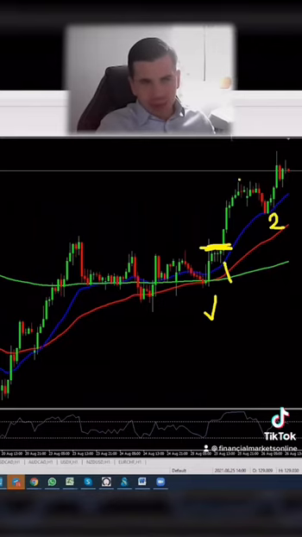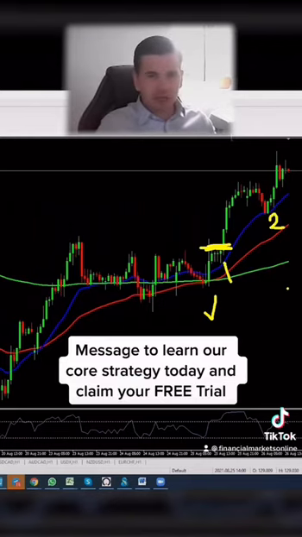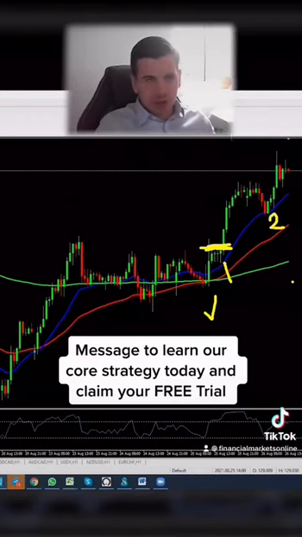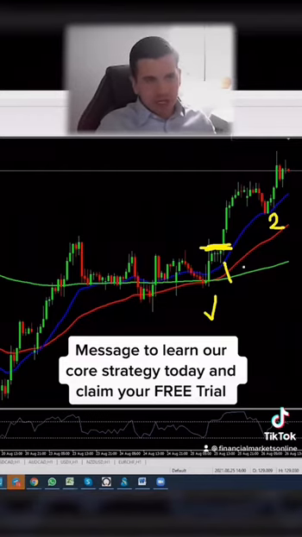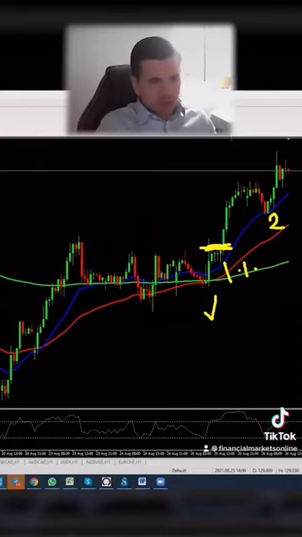Now, we need to think about risk to reward. We now need to think about risk management and how to maximize our position and maximize our reward. So let's imagine I'm risking 1% on my first trade. It goes up, back down to the 20 moving average.